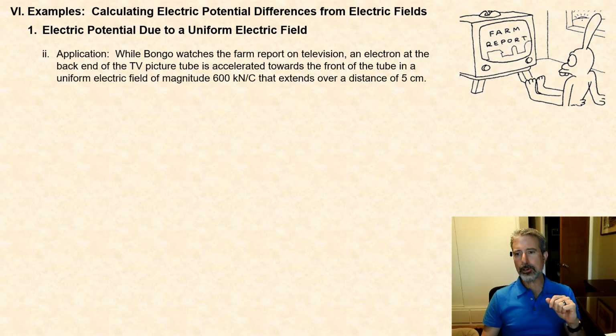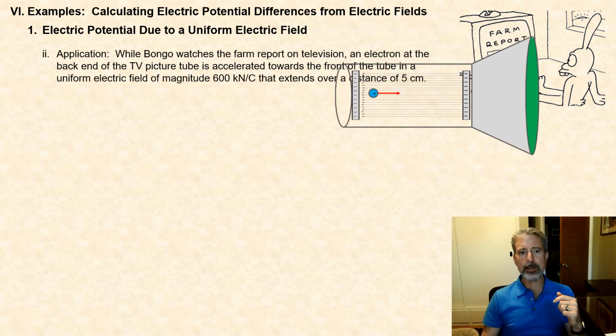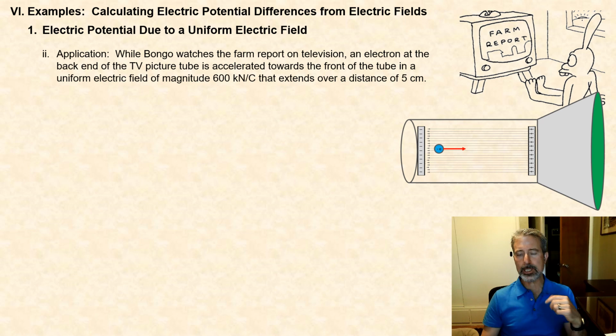In this example of the television, it says that while Bongo is watching the farm report on television, an electron at the back end of the TV picture tube is accelerated towards the front end of the tube in a uniform electric field of magnitude 600 kilonewtons per coulomb, that extends over a distance of 5 centimeters. So here I'm showing you the CRT. All televisions and all computer screens used to be cathode ray tubes. So this is maybe old school technology here.